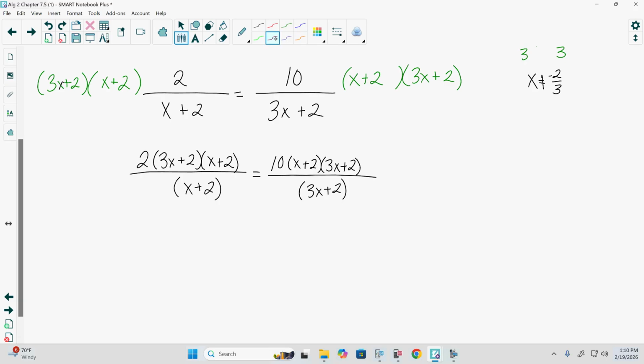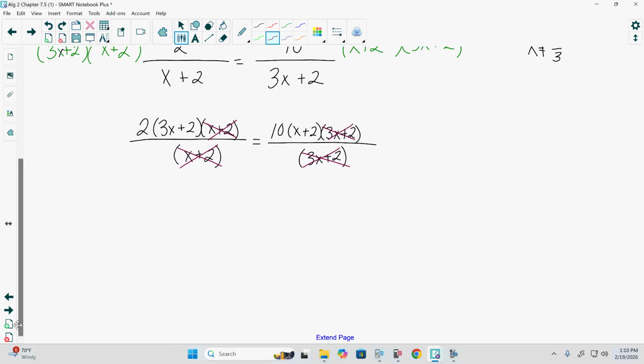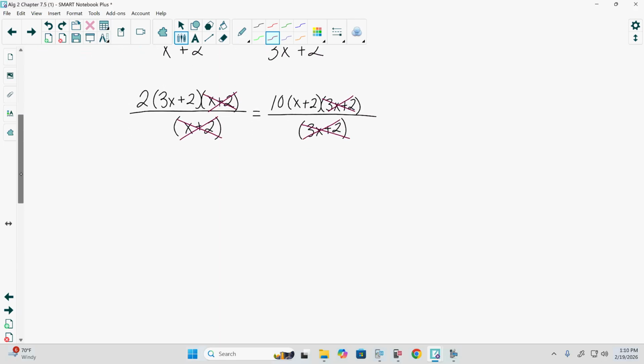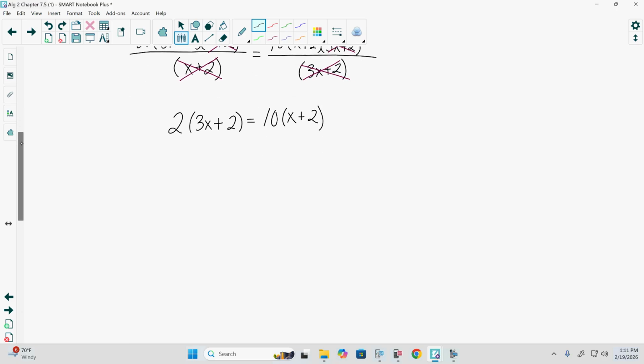And now that we have this set up, we know that on the left-hand side, the x plus 2 and x plus 2 will cancel. On the right-hand side, the 3x plus 2 and 3x plus 2 would cancel. Telling us that we have 2 times 3x plus 2 is equal to 10 times x plus 2. So we use that least common denominator. We multiply through to get those fractions to simplify, to reduce down. And we're going to solve for x.